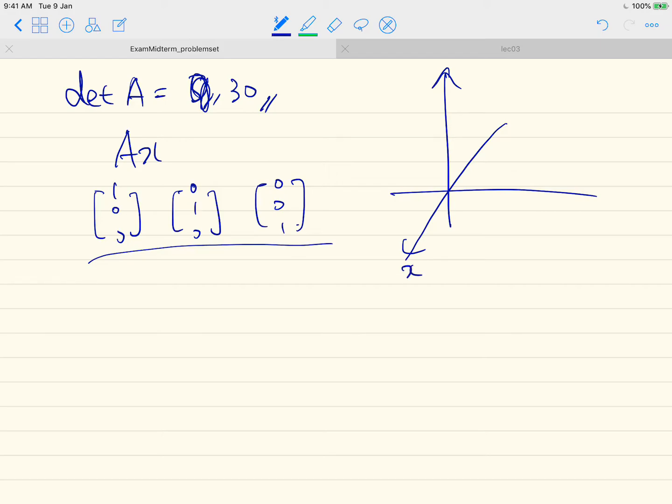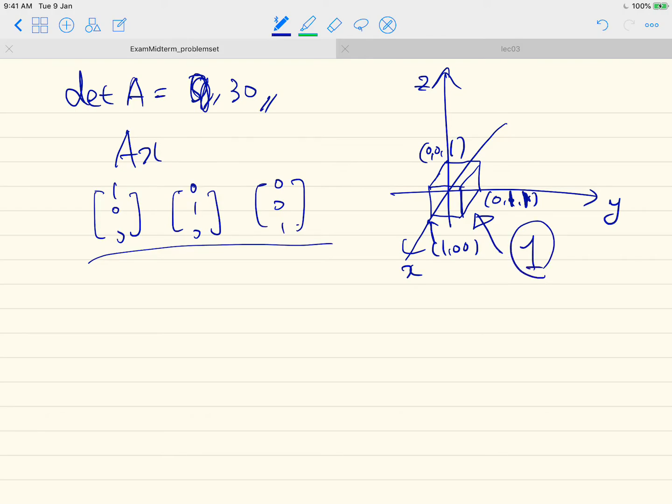So this is an X, Y, and Z. This one is 1 0 0, this one is 0 1 0, and this one is 0 0 1, right? So in this case, what is the volume of this unit cube? It will be 1, right?